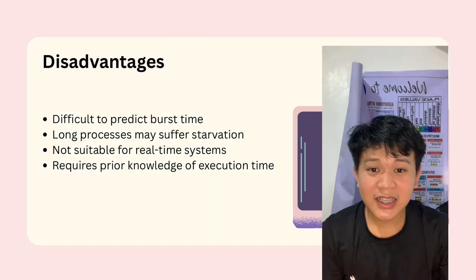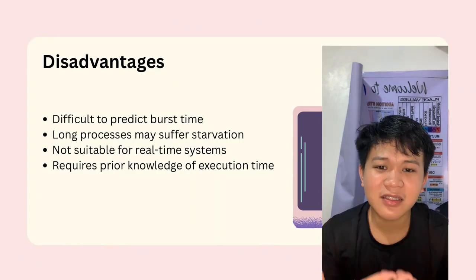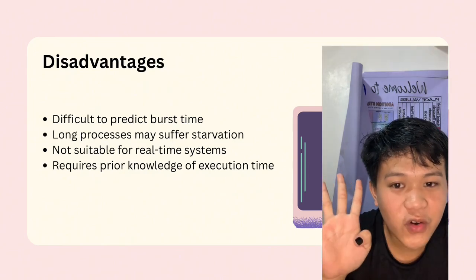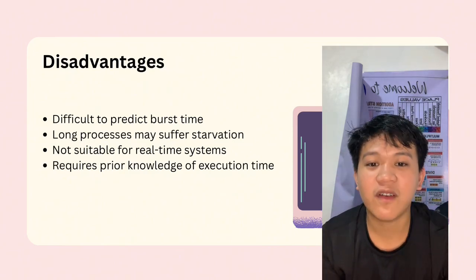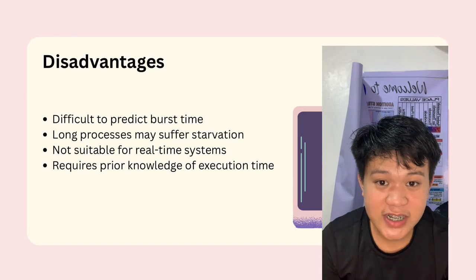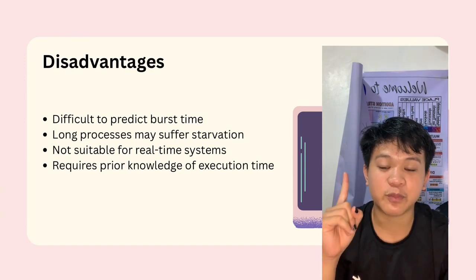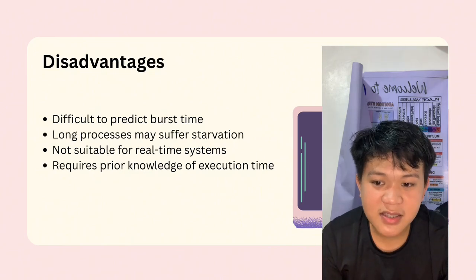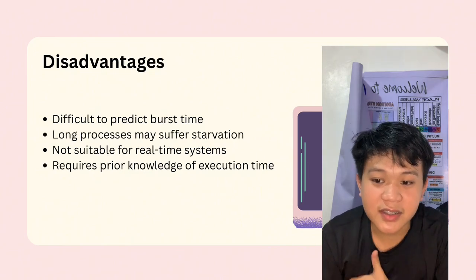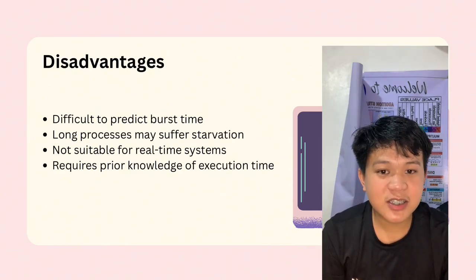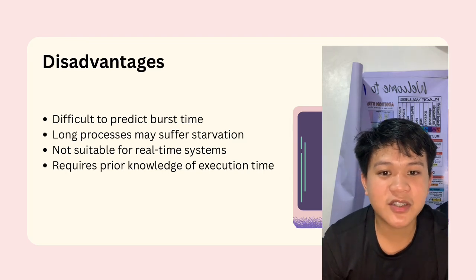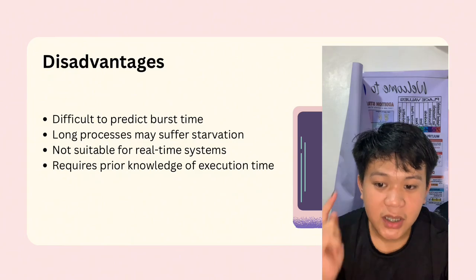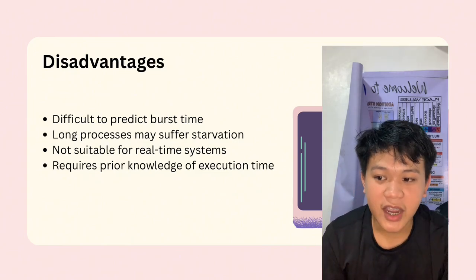Okay, if we have advantages, we also have disadvantages. We have 4 disadvantages of SJF. First, it is difficult to predict burst time. Second, long processes may suffer starvation. Third, it is not suitable for real-time systems. The last one is that it requires prior knowledge of execution time.